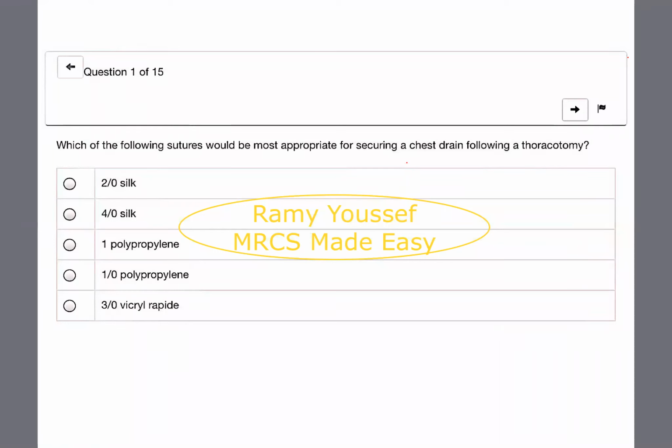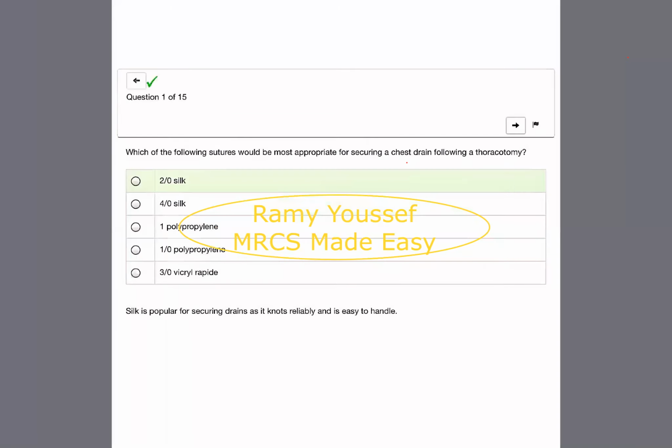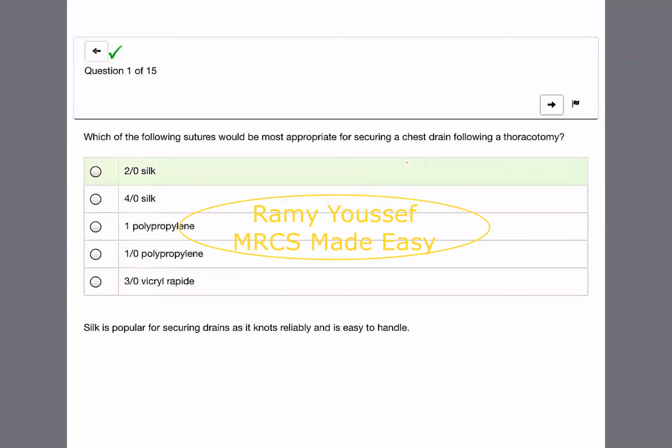Okay. Which of the following sutures would be the most appropriate for securing a chest drain following thoracotomy? 2-0 silk, 4-0 silk, 1 Prolene, 1-0 Prolene, and 3-0 Vicryl. 2-0 silk. Exactly. We use silk. What he wants to know is whether you'll use a big one or a small one. 4-0 can't fix a chest drain, it can be torn easily. So you can use a 2-0 silk outside the body for drain fixation.